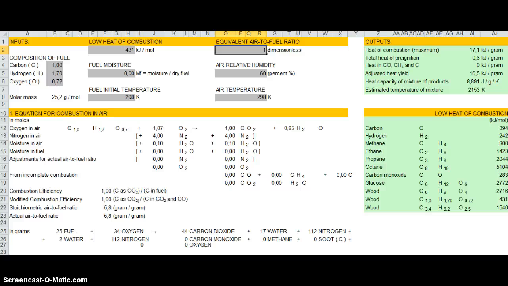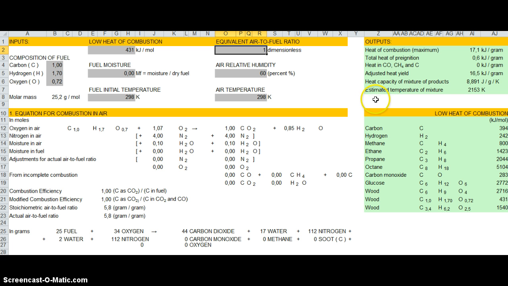So we saw how to compute adjusted heat yield based on the completeness of combustion and fuel moisture and the composition of the fuel. And now we can also estimate the temperature of the gases, the mixture of gases that came out from the combustion. And that's what you have here in this side. The estimated temperature of the mixture of the gases of the combustion.